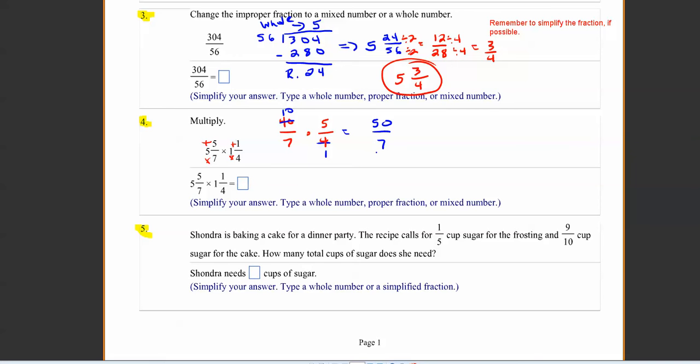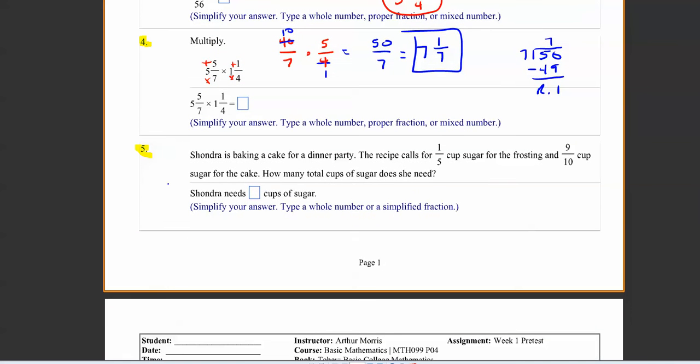Well, that would be okay, but that's an improper fraction. My directions ask for a proper fraction or a mixed number or a whole number. So I need to come out here and convert this into a mixed number. Remember, an improper fraction has the larger number on top. So I need to convert this into a mixed number. 7 going into 50 7 times. Subtract that, remainder 1. So remember, this top number is my whole number, 7 and 1/7. My remainder is my numerator. So that would be my answer for that one. Remember, you can pause this video anytime you need to.